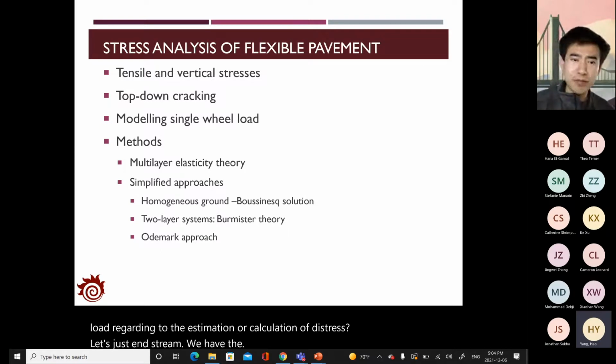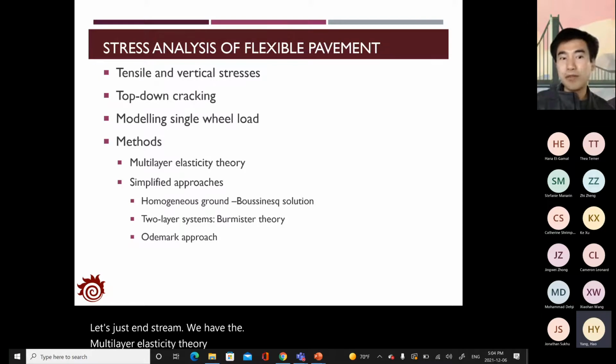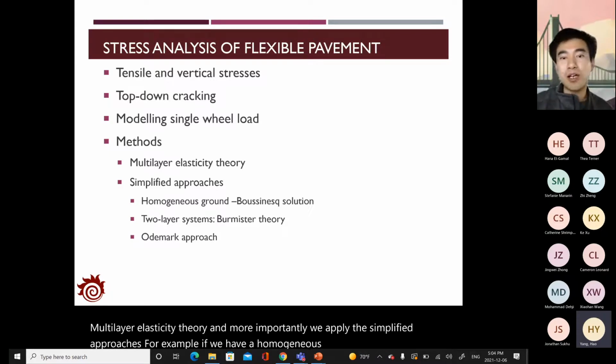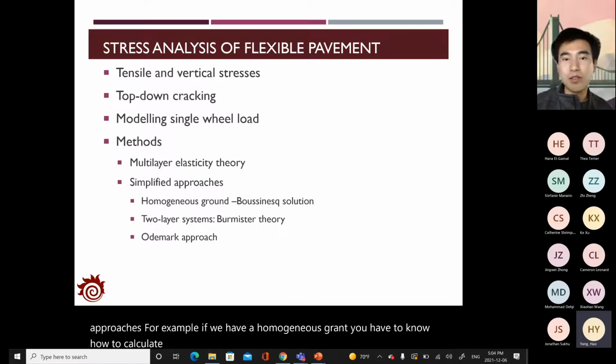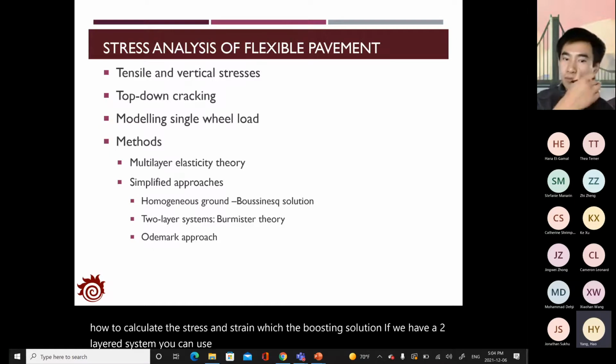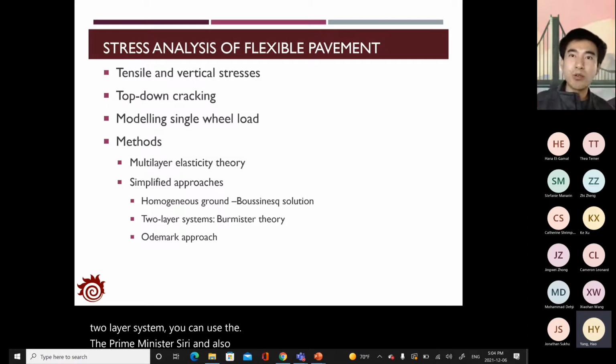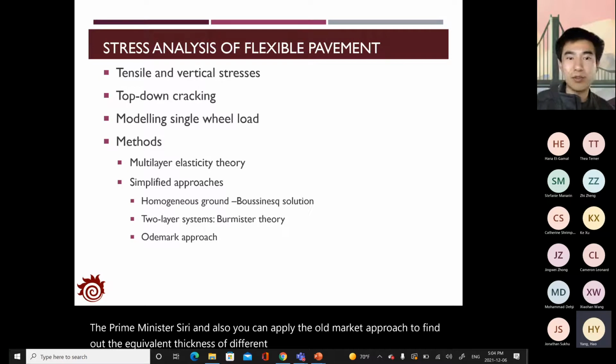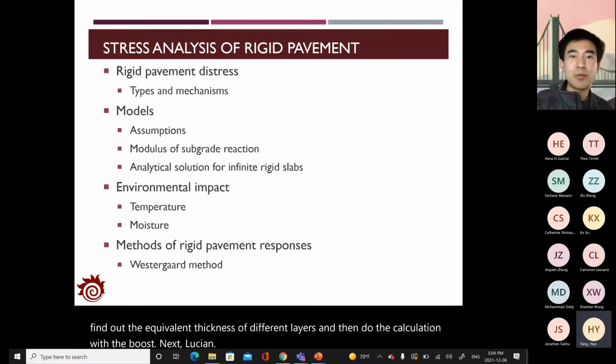Regarding the estimation or calculation of the stress and strain, we have the multi-layer elasticity theory. And more importantly, we apply simplified approaches. For example, if we have a homogeneous ground, you have to know how to calculate the stress and strain with the Boussinesq solution. If we have a two-layer system, you can use the Burmister theory. And also, you can apply the Odemark approach to find the equivalent thickness of different layers and then do the calculation with the Boussinesq solution. So that's for the flexible pavement.